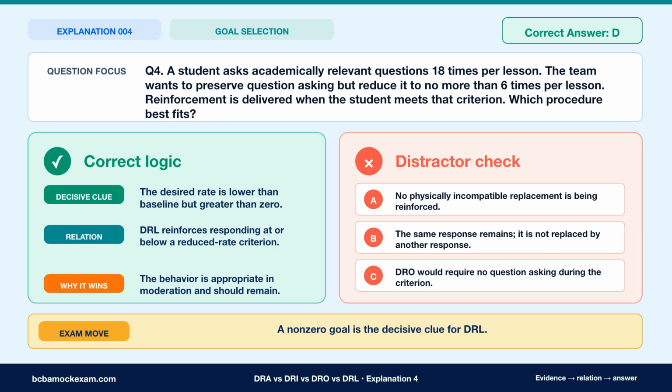DRL reinforces responding at or below a reduced rate criterion. The remaining choices change the contingency. A, no physically incompatible replacement is being reinforced. B, the same response remains. It is not replaced by another response. C, DRO would require no question asking during the criterion. A non-zero goal is the decisive clue for DRL.